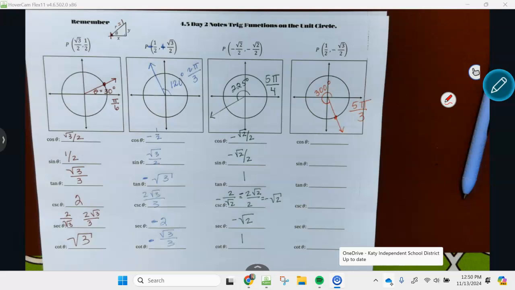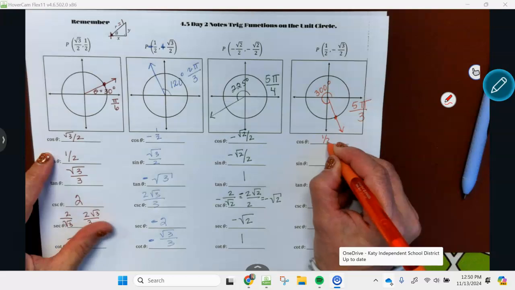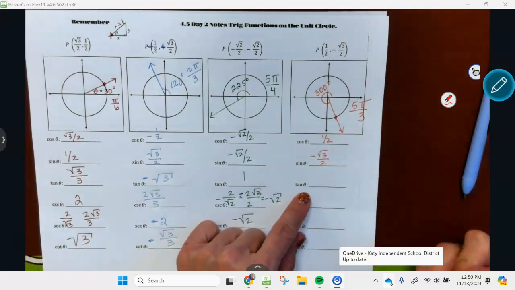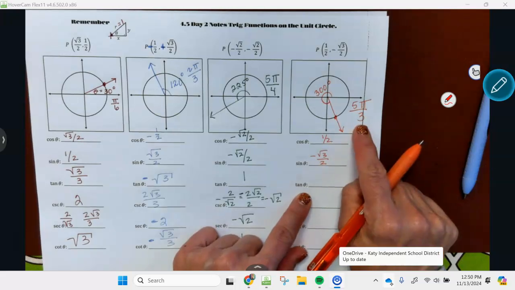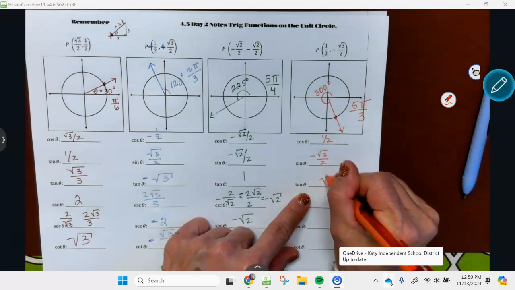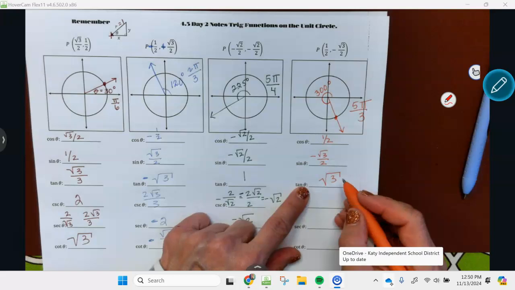All right, let's knock this stuff out. Cosine 1/2. Sine negative root 3 over 2. Tangent, I don't have to do any work because I know the bottom of the radians is 1/3. So this is root 3. What sign is this? It's negative.